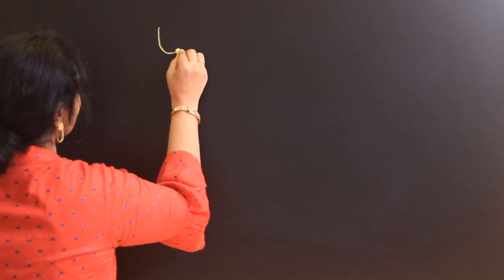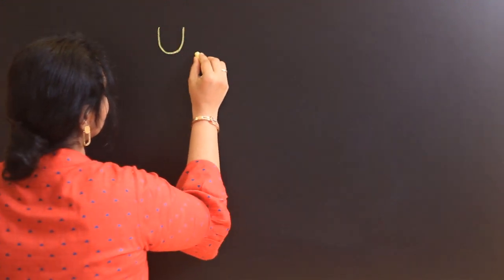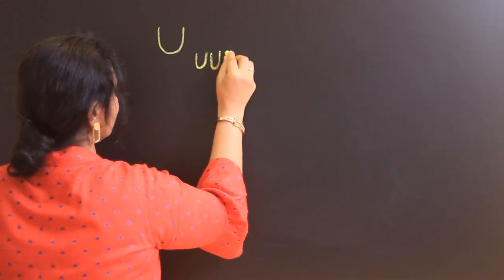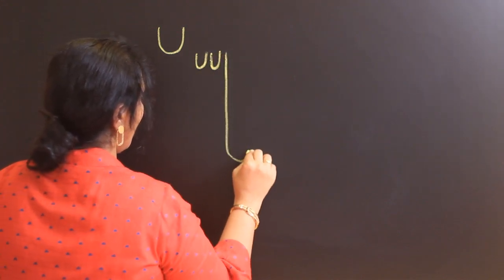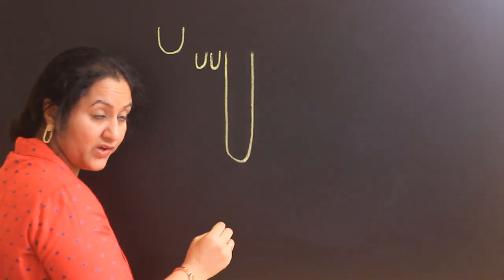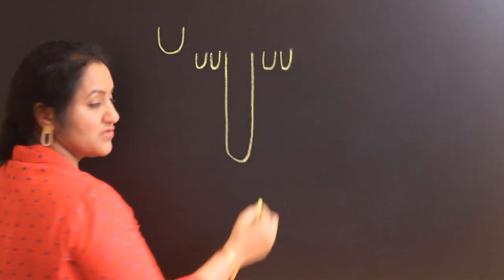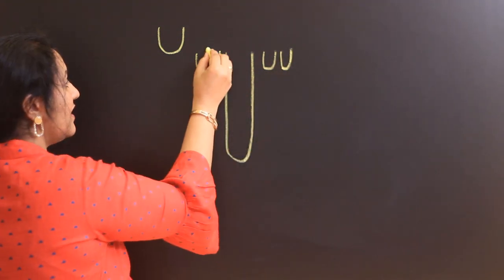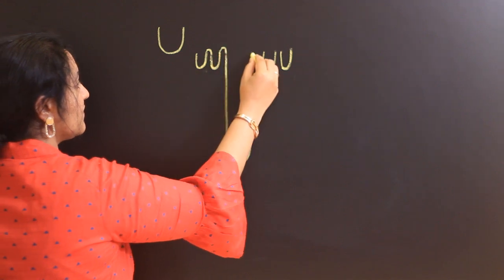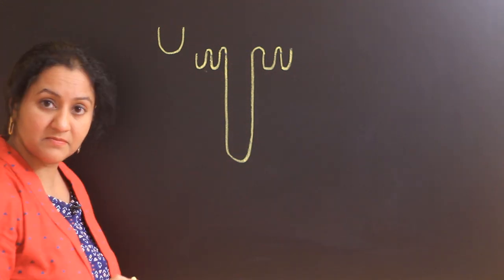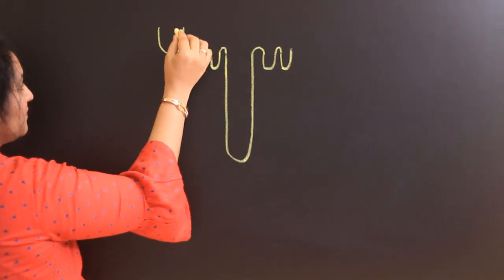Let's draw 6 U's. A U here, 2 U's here, and a long hairpin like U here, and 2 more U's. Fine. Now let's link them together. So this part is clear for you.